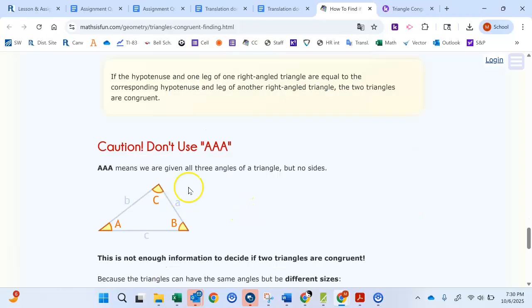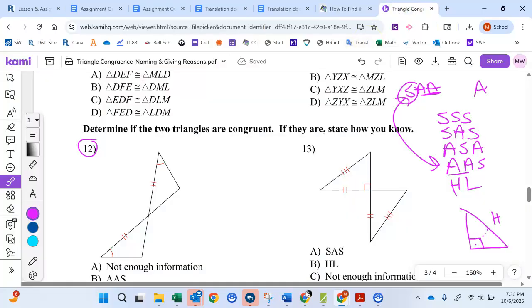Are there any others? We cannot do AAA. That's a no, no, no. That is not a valid one. AAA, nope. So it's going to be one of these. So let's check it out.